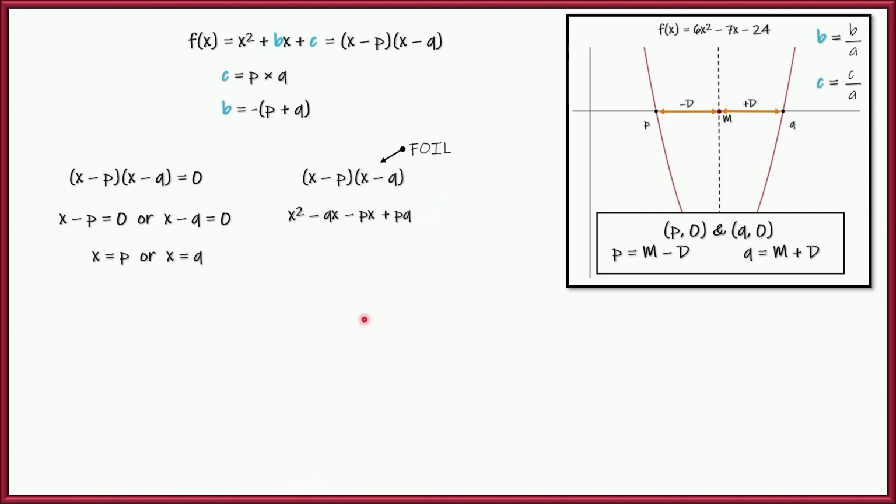Well, let's clean this up a little bit. Let's first put it in alphabetical order because that helps. Let's factor out a negative. All right, so we're going to take a negative out. There we go. And let's factor out an x. And look what we've got. Negative p plus q. So the negative of the quantity of p plus q is b. So b is right there.